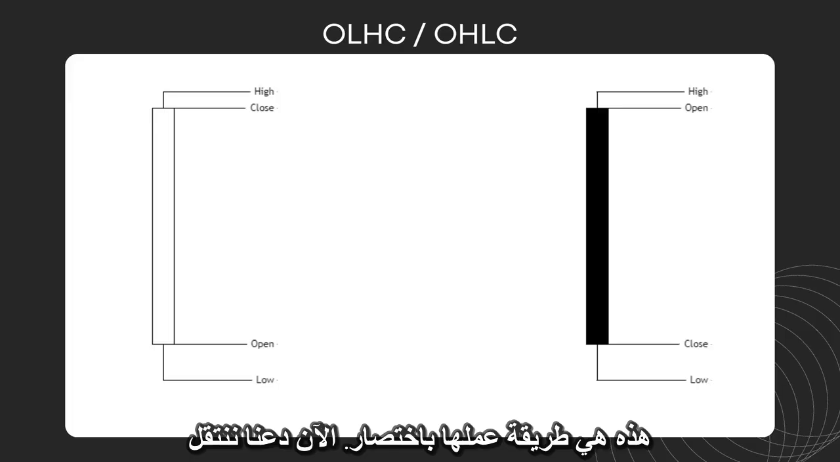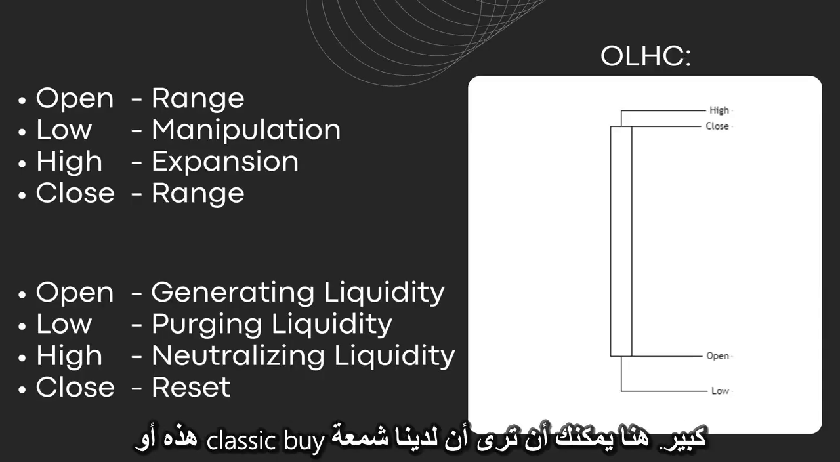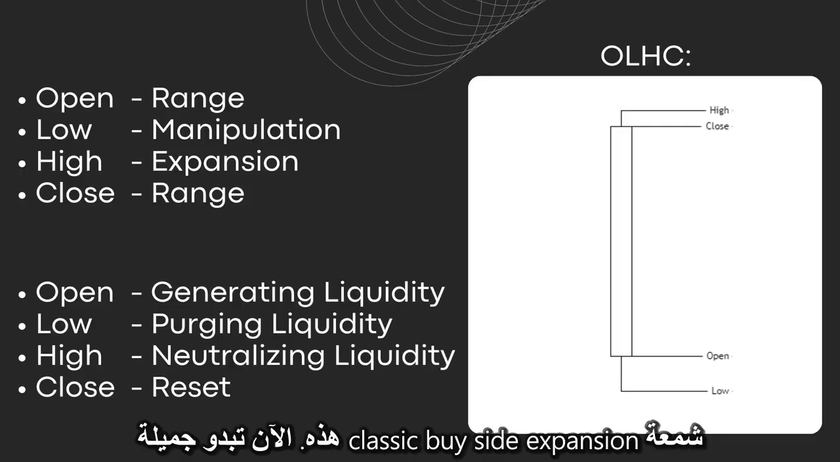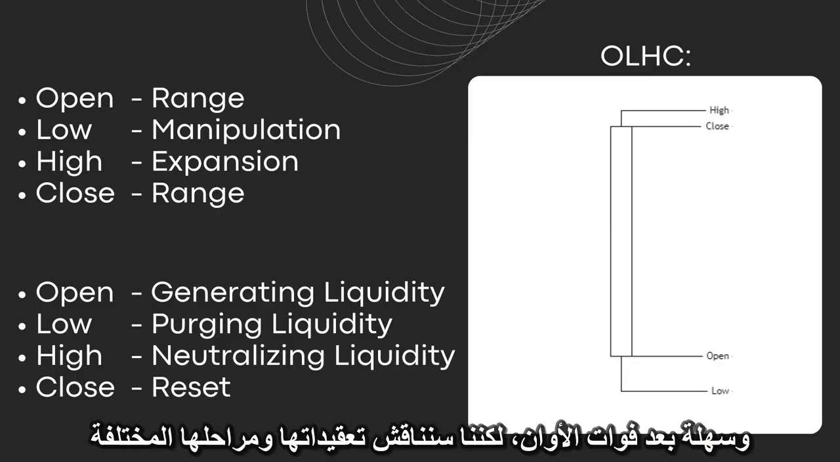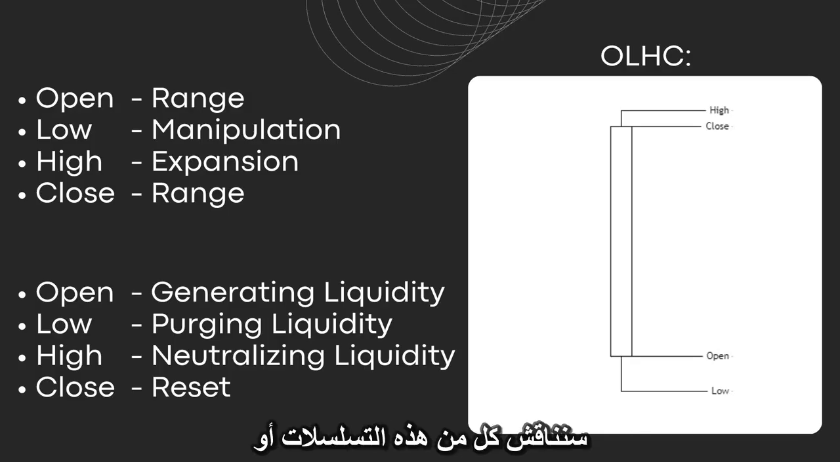Now let's move on to the next slide to discuss each one of these candles in great detail. So right here you can see that we've got this classic buy candle, or this classic buy side expansion candle, right? Now it looks sweet and cherries in hindsight, but we're going to discuss its intricacies and phases, and how it actually forms. We're going to discuss each of those sequences or phases.